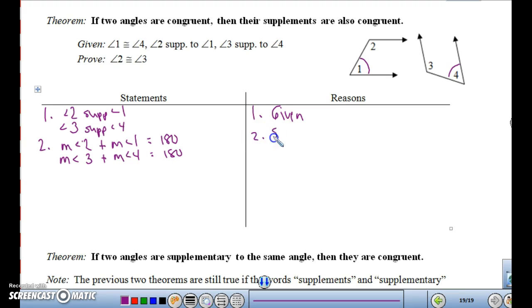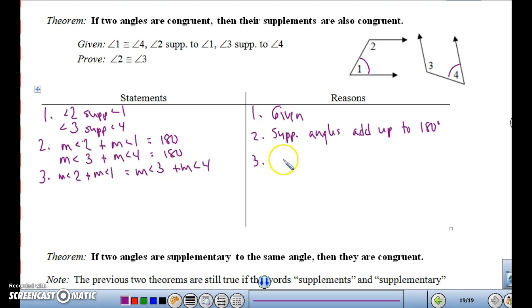And that's because supplementary angles add up to 180 degrees. Okay, so look at this statement we just made. Those two sums both equal 180 degrees, so they must equal each other. So I can say the measure of angle 2 plus the measure of angle 1 is equal to the measure of angle 3 plus the measure of angle 4. The reason for that is the transitive property, or substitution if you really want to be picky. It is transitive because they're both equal to 180, so those two statements are equal to each other.